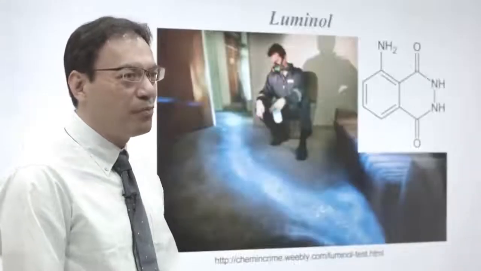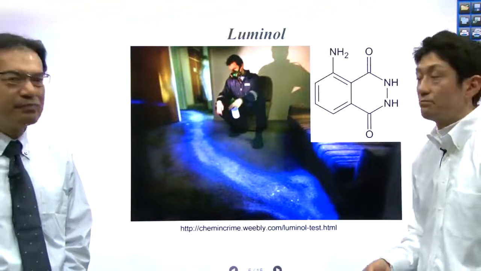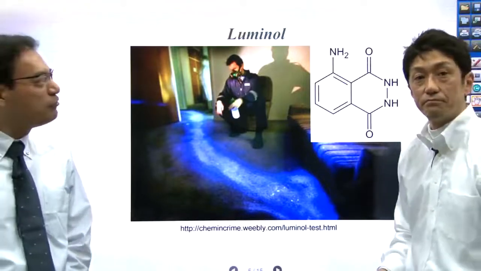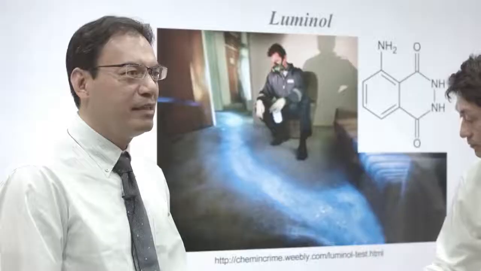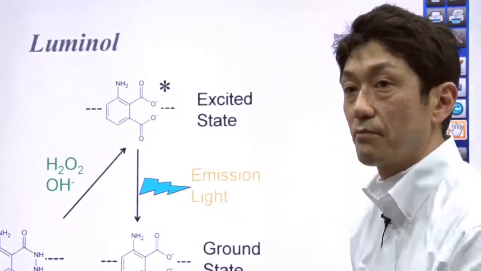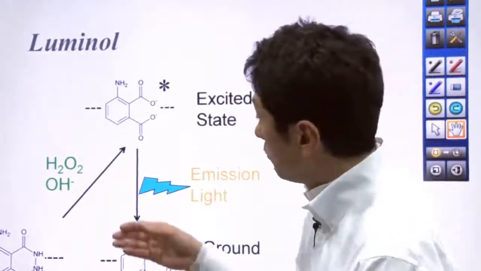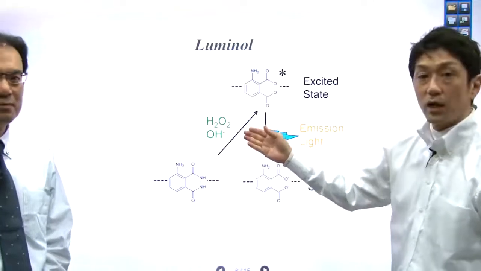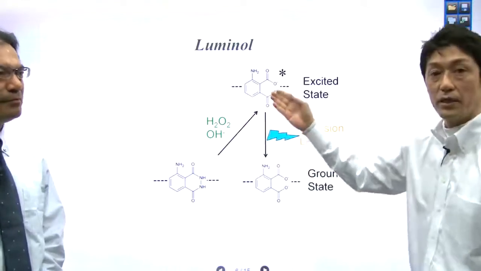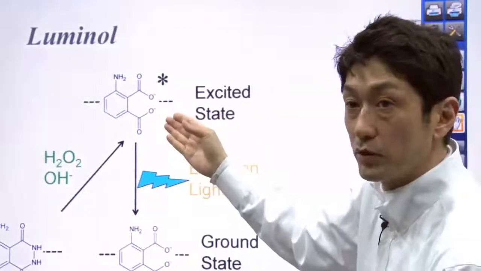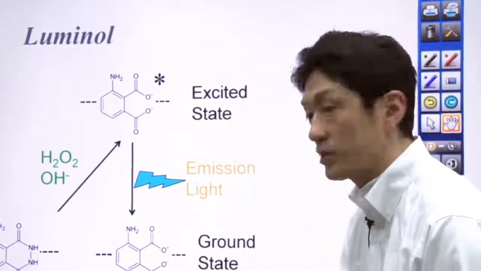The best known example is luminol. Oh, that's the one that detects blood. Here is the chemical structure of the luminol. How does that emit blue light? This is the reaction. Okay, let me explain the reaction. First, luminol reacts with hydroxide anions and hydrogen peroxide to generate this excited molecule. This molecule emits blue light when it goes to the ground state.